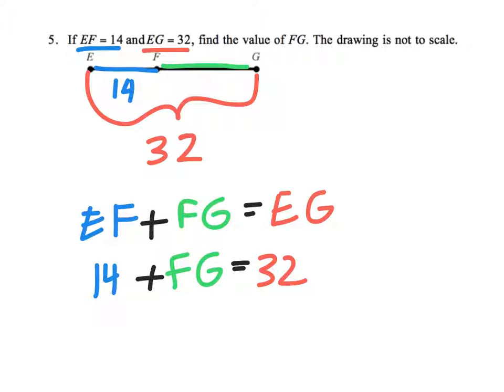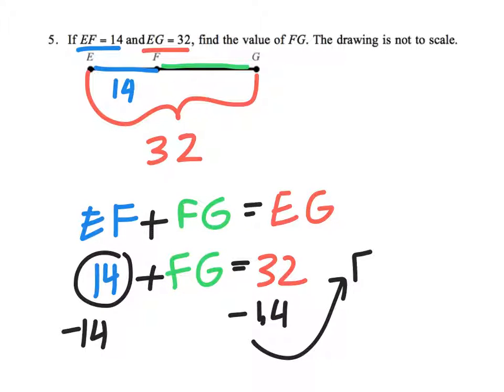Now we're solving, so I've got to move my 14 to the other side, so we're going to subtract 14 from both sides. And when I do that, we get FG equals, if I do 32 minus 14, that should give me 18, I believe, if I'm doing my math correct in my head. Let's check. 32 minus 14. Yes, it gives us 18, and that's our final answer.